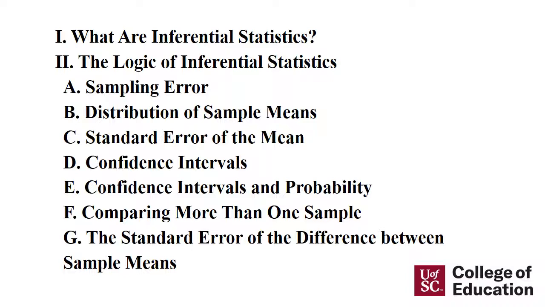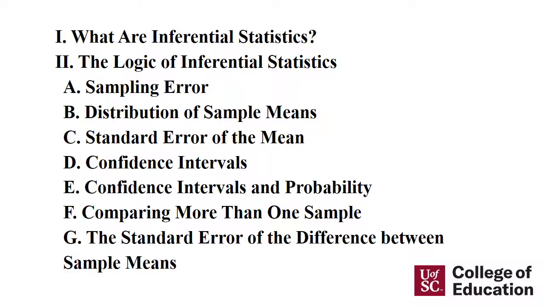2. The logic of inferential statistics. A. Sampling error. The term sampling error refers to the variations in sample statistics that occur as a result of repeated sampling from the same population. B. Distribution of sample means. A sampling distribution of means is a frequency distribution resulting from plotting the means of a very large number of samples from the same population.